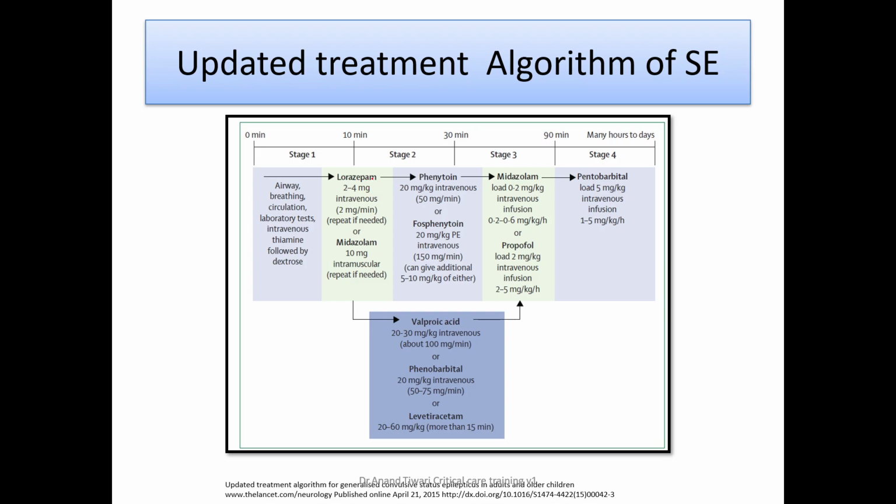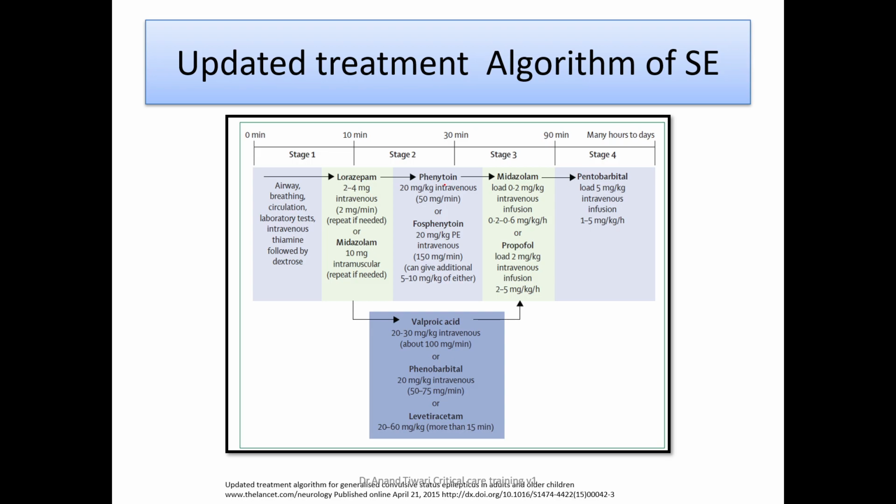It causes less respiratory depression and has a prolonged half-life compared to midazolam, which can also be given intramuscularly if required, at 10 milligram. While these two drugs act immediately, within 2 minutes, to stop the seizure activity, we have to give an anti-epileptic drug to prevent the recurrence.